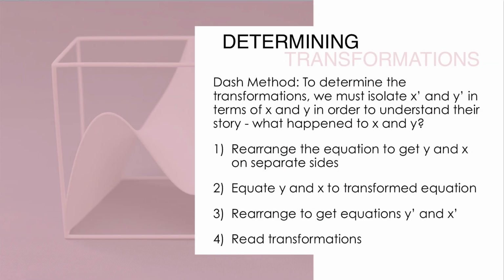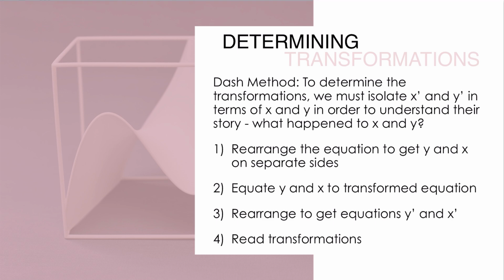So in order to determine transformations, you can either look at the function, which is just the function method, or for more complicated equations, we can use the dash method. For the dash method, to determine the transformations, we need to isolate new x and new y in terms of x and y in order to understand their story. So what happened to x and y? What I'm looking for is something like x dash is equal to 2x, which tells me the story of what happened to old x, in that it's been multiplied by 2.